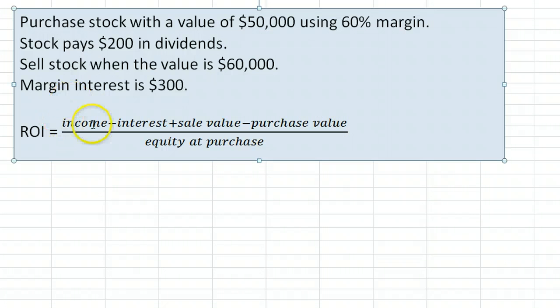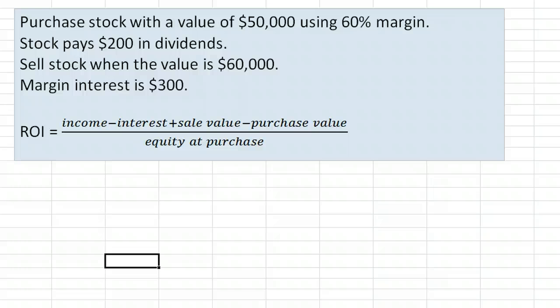So basically this first part is the difference between the dividends that come in and the interest we have to pay out, and the second part is essentially the capital gain in the stock. We sold it for $60,000, we paid $50,000. We're going to divide all that so that we turn this into a return percentage by our equity at the purchase. So let's figure out what all of this is.